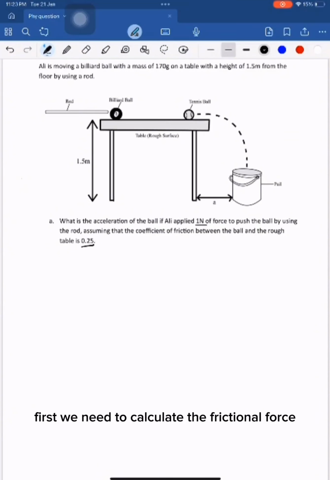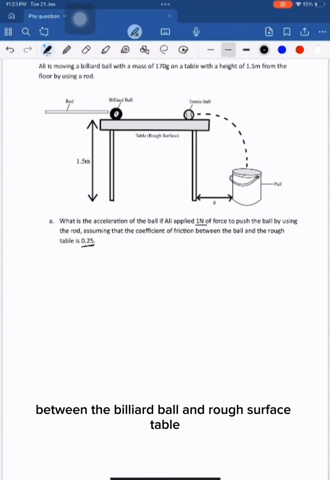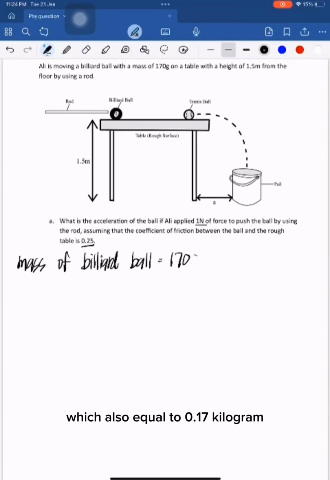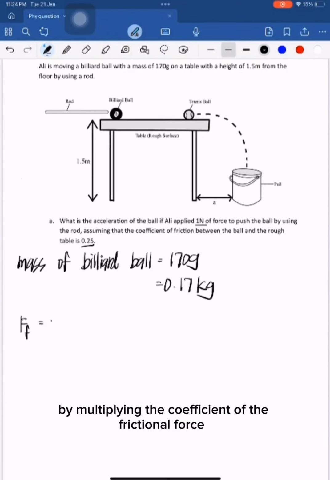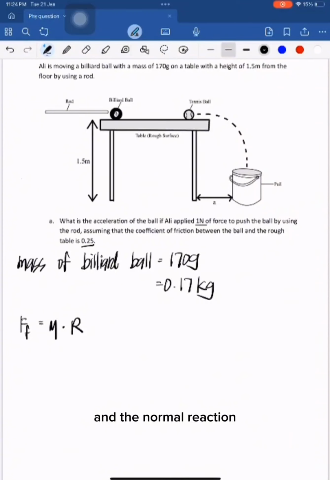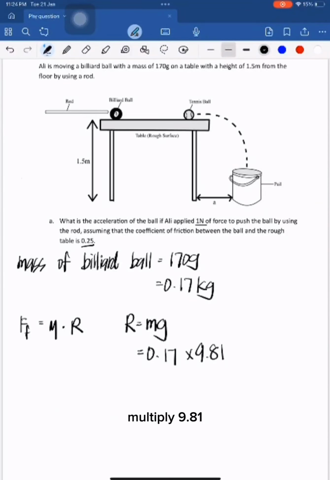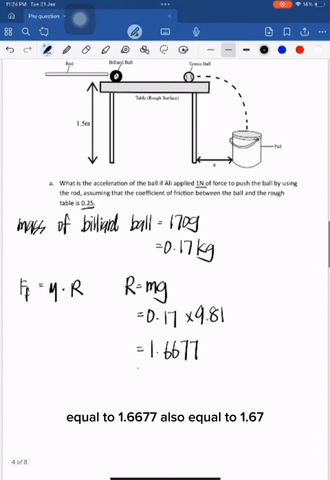First, we need to calculate the frictional force between the billiard ball and the rough table surface. From the question above, we know that the mass of the billiard ball is 170 grams, which is also equal to 0.17 kilogram. Now, we can calculate the frictional force by multiplying the coefficient of friction and the normal reaction. We know that the normal reaction equals mg, which is 0.17 multiplied by 9.81, equal to 1.6677, also equal to 1.67.